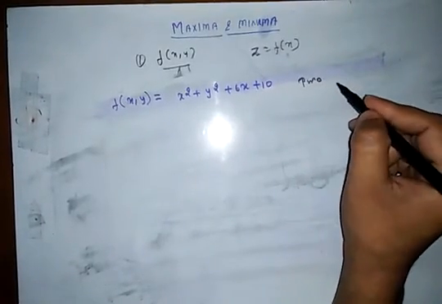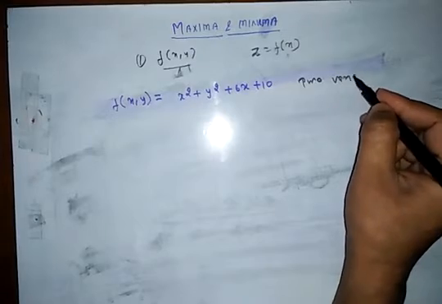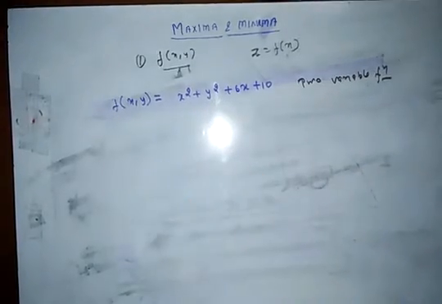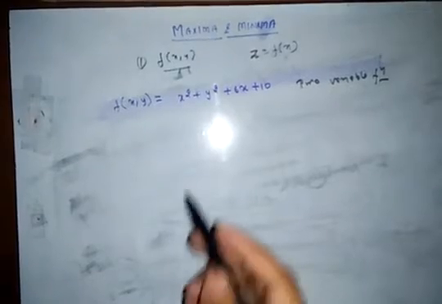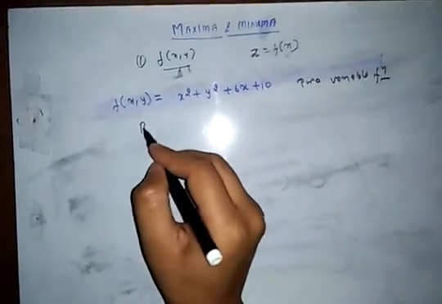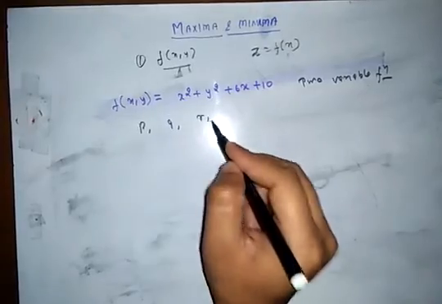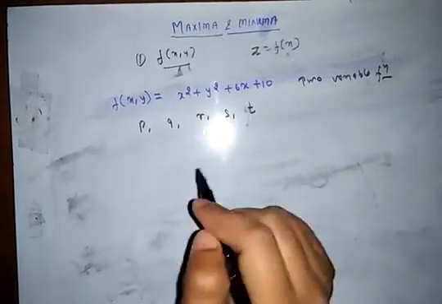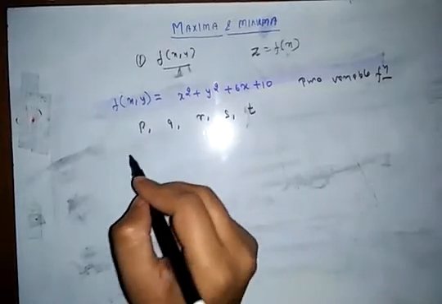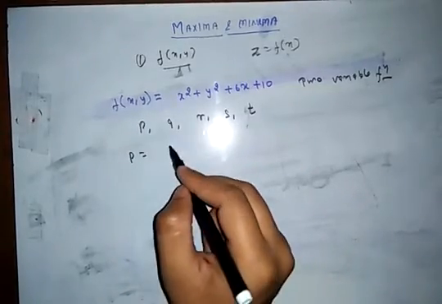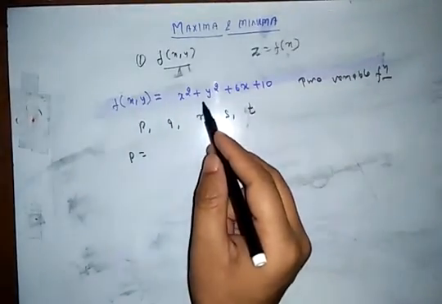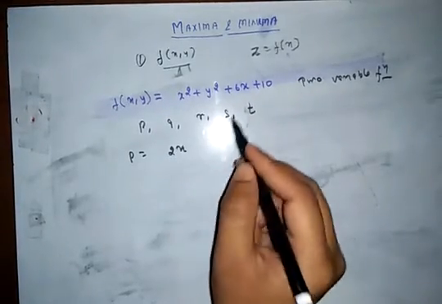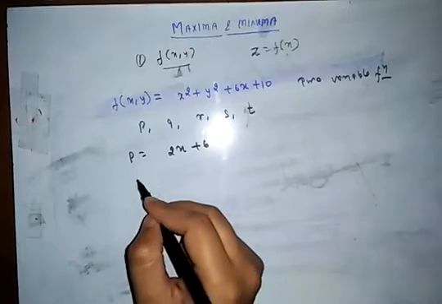First, for a two variable function, we have to find p, q, r, s and t. First find p. P is nothing but df by dx, so differentiate the given function with respect to x. You will get twice of x plus 6.